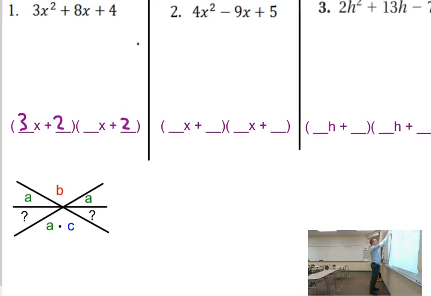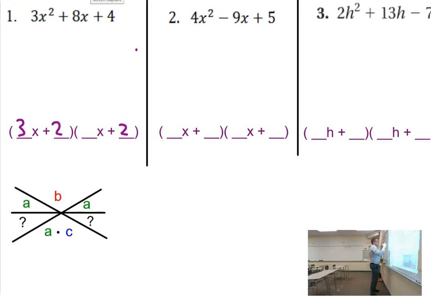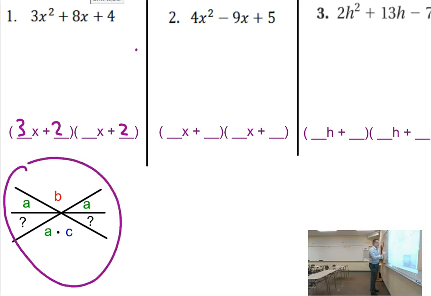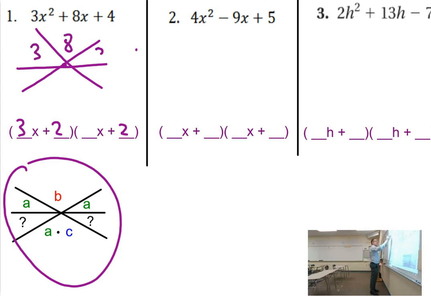All right, so the other way we can do this is with this method down here. This is called the snowflake method. So you label it as shown: B goes here, A goes here and here, A times C goes down here. 3 times 4 is 12. Then what you're doing is looking for numbers that multiply to the bottom number, so you're going to multiply to get A times C, and you want to add to get B. So what numbers add to get 8 and multiply to get 12? That would be 2 and 6.